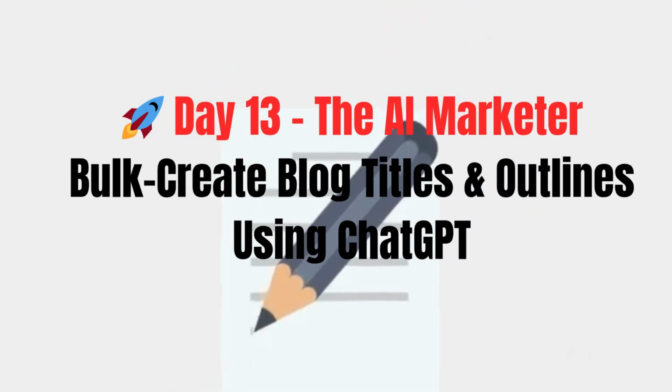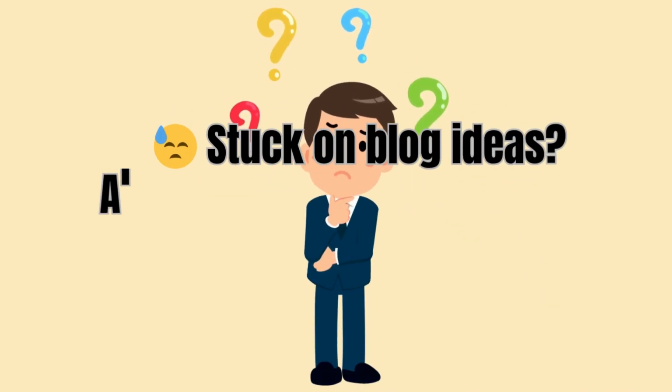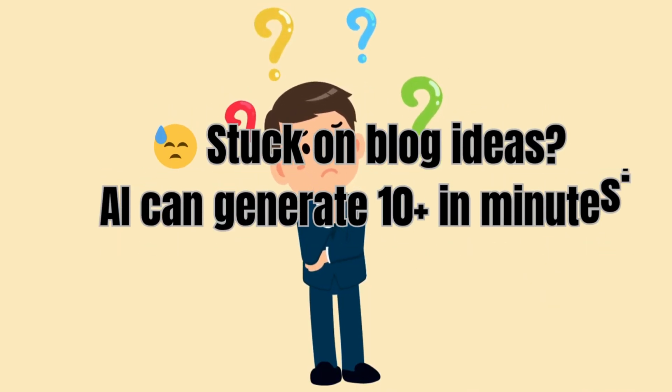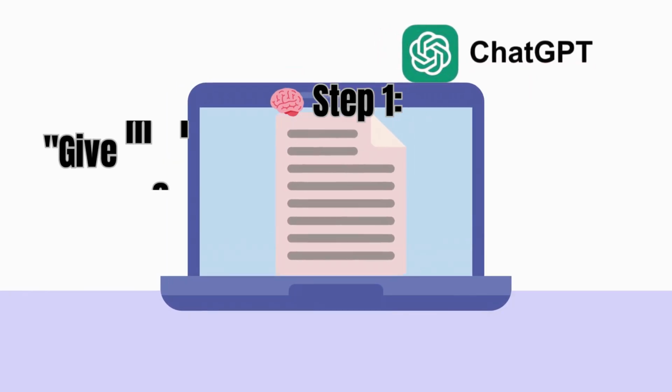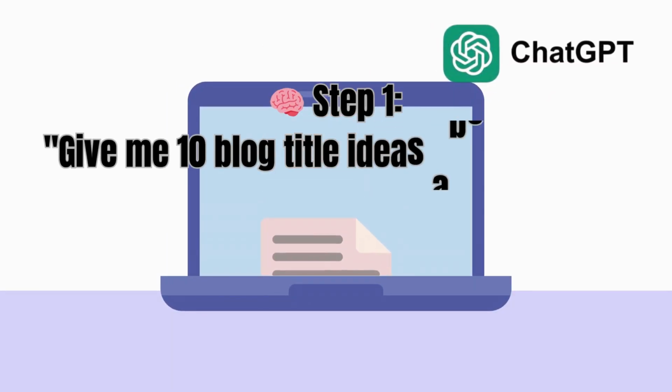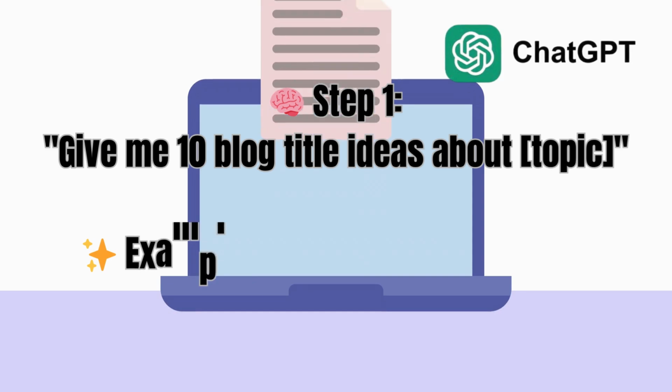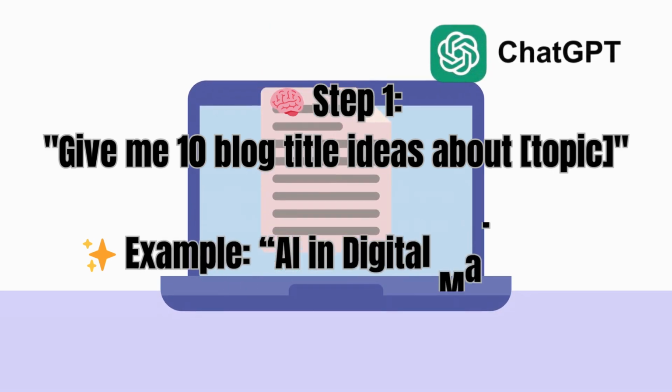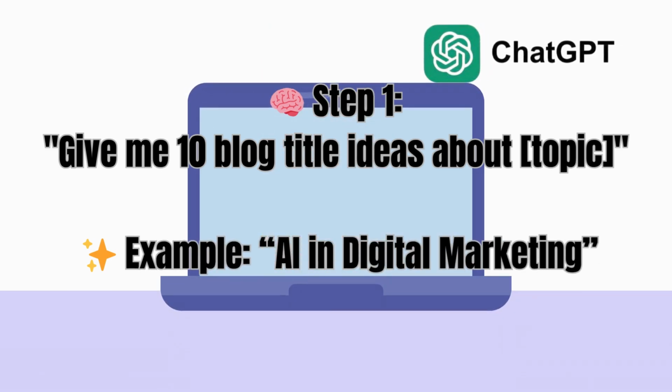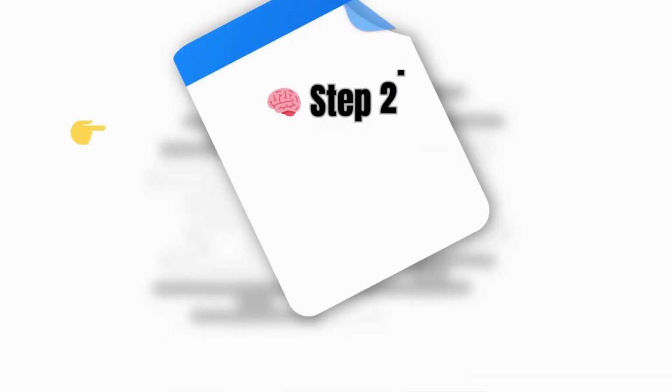Want to fill your content calendar in minutes instead of weeks? Let's bulk create blog titles and outlines using AI. Step 1. Open ChatGPT and prompt: Give me 10 blog title ideas for your niche that are SEO friendly and engaging. Boom! Instant content ideas.